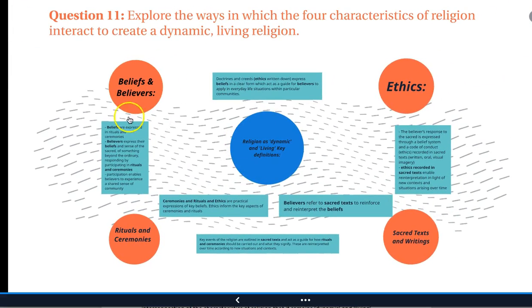So this question is not asking for a description of each of those characteristics. It's really asking about this keyword interact. How do these four characteristics interact with each other to create a religion that is dynamic and living? So if we have a look at these keywords, dynamic and living.